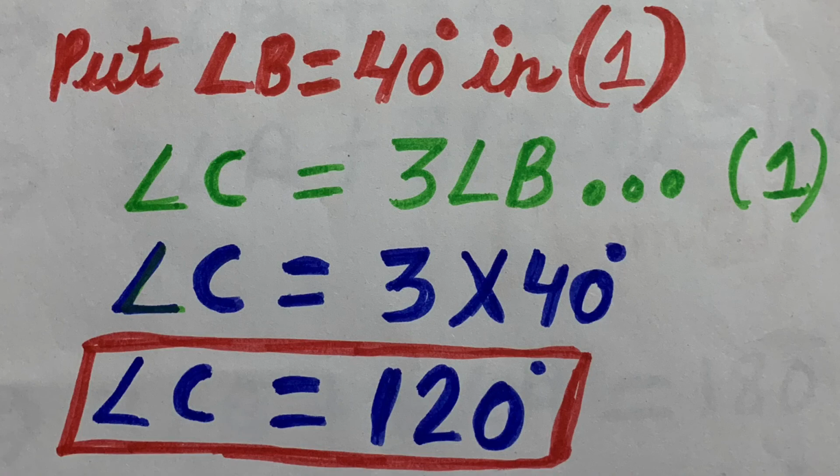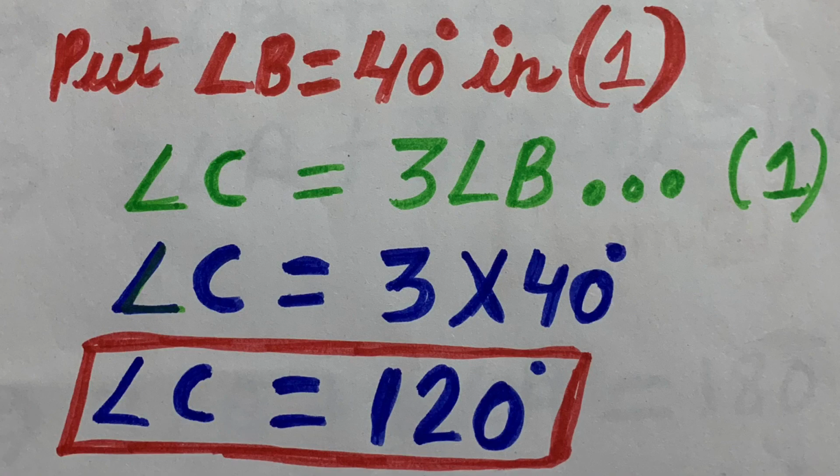To find the value of angle C, I will put angle B is equal to 40 degrees in equation number 1. Equation 1 was angle C is equal to 3 angle B. Angle C as it is equal to 3 angle B, that is 3 into angle B. So in place of angle B I will put 40 degrees, that is the value of angle B. So I will get angle C is equal to 3 into 40 degrees, that is 120 degrees.